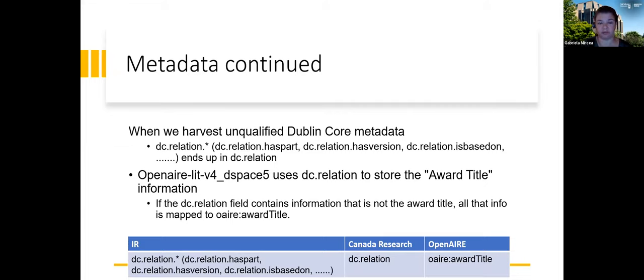And because OpenAIRE, the version of OpenAIRE which supports version 4, uses DC relation to store the award title information, all that information from DC relation ends up in OpenAIRE award title, which is less than ideal because DC relation can be used as a catch-all for all references related to other items, which could be URLs to other resources, sometimes references, and lots of references. They all end up in the award title field when we crosswalk to OpenAIRE.